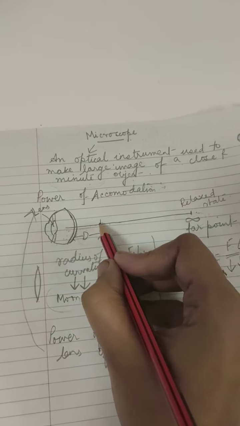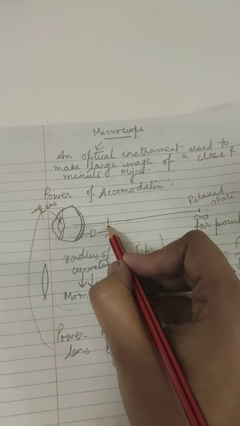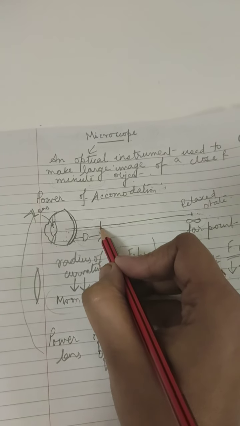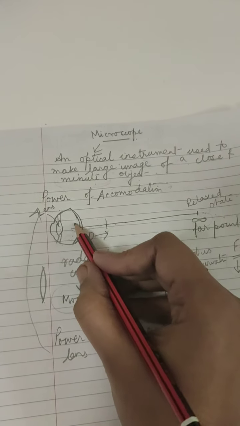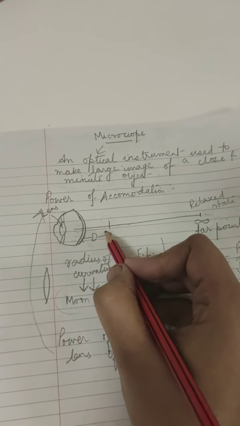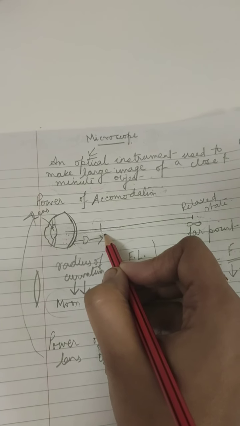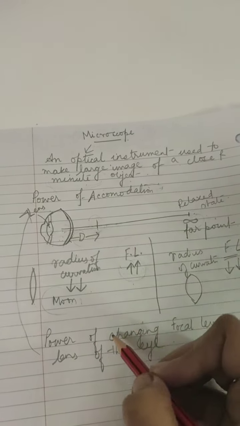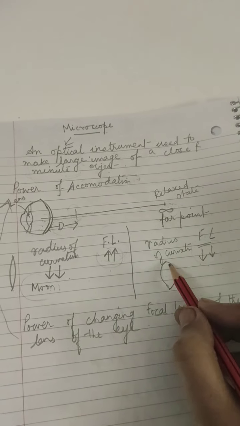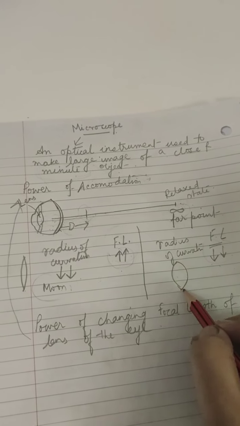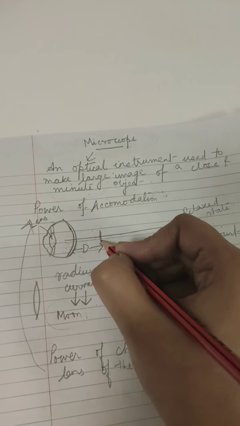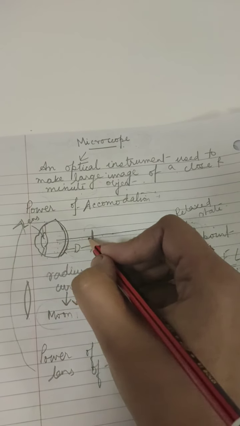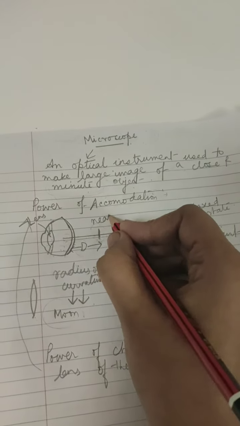This distance d is called the least distance of distinct vision for the eye. So least distance of distinct vision is the nearest distance between the object and the eye up to which the eye can see the object clearly or distinctly by applying the maximum power of accommodation, by contracting the muscles, increasing the radius of curvature and decreasing its focal length. This point at which the eye can see the object distinctly is called the near point.